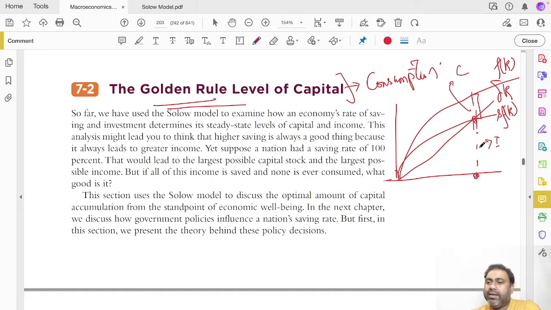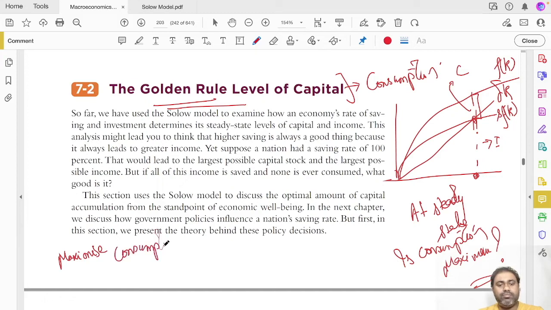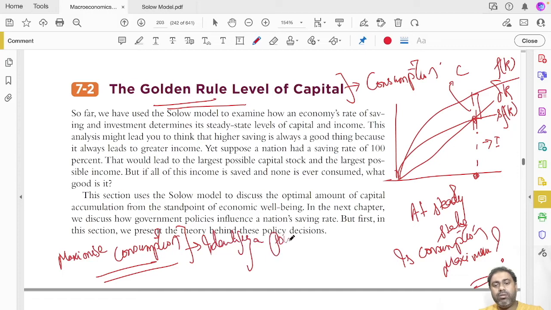So the question is, at steady state, is consumption maximum? So this is the question, because see, one of the objectives in any policy making is to maximize consumption. So our next target is to identify a point where consumption is maximum.